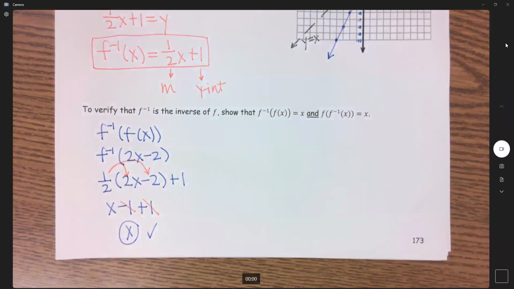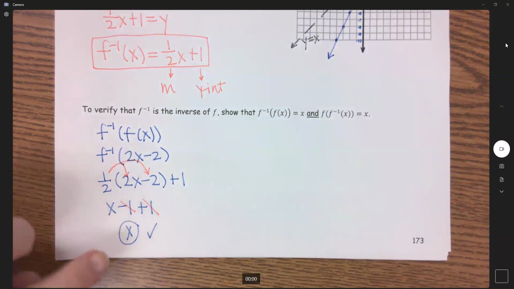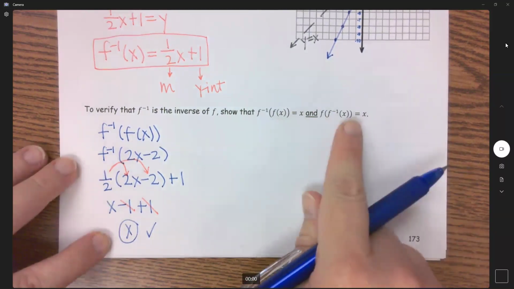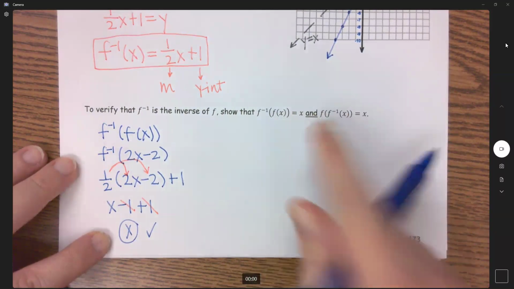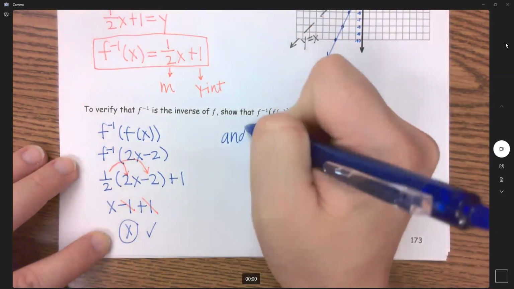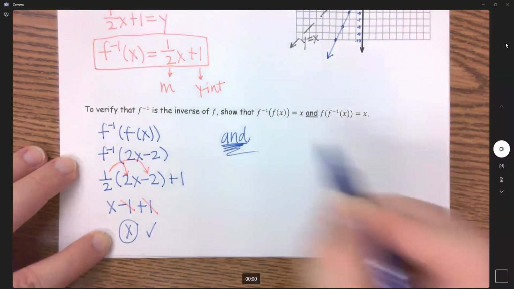You cannot stop there and say we're done because we got x. It has to work this way and this way. That's again why we have underlined it.